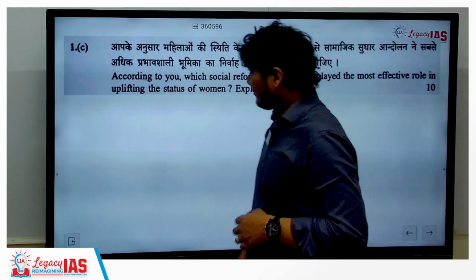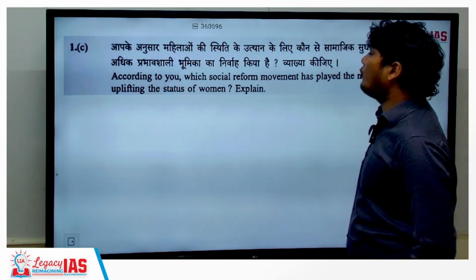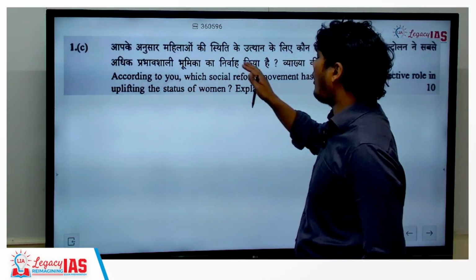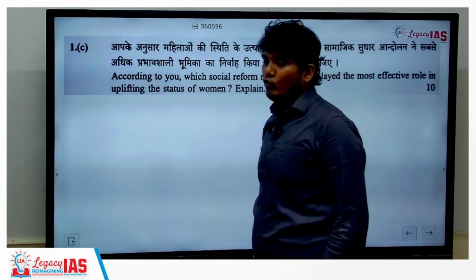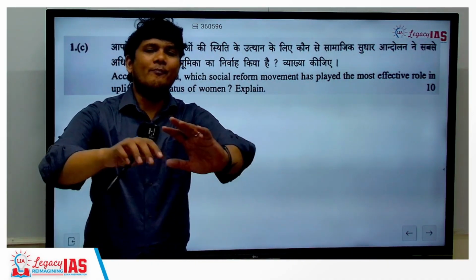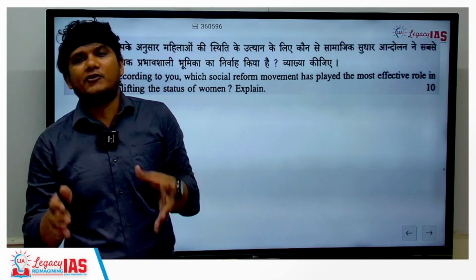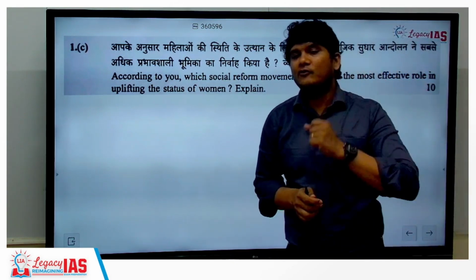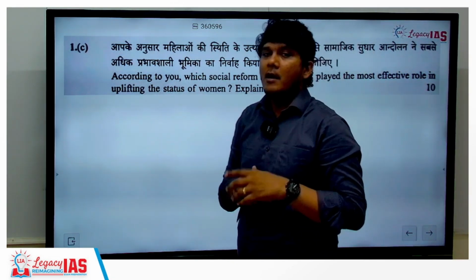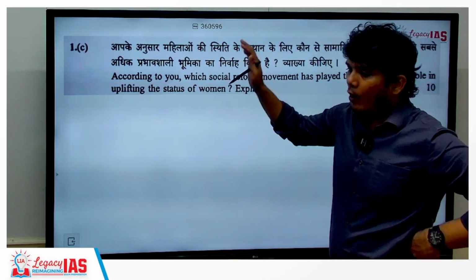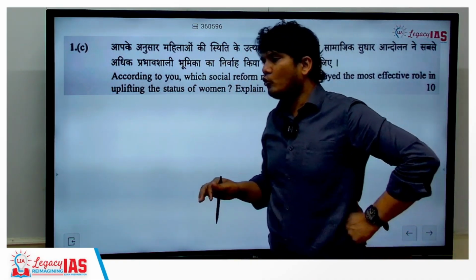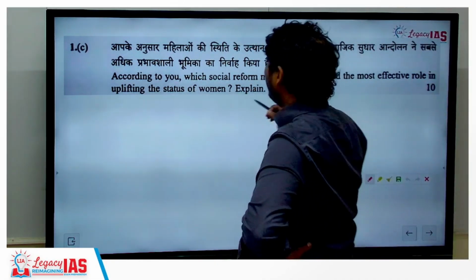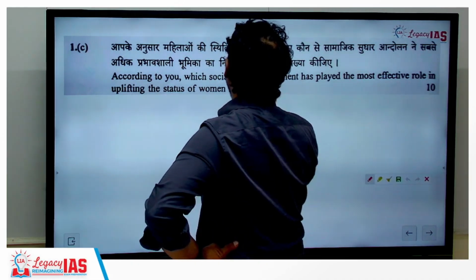Let's move ahead. Next, 1c. According to you, which social reform movement has played the most effective role in uplifting the status of women? Explain. So now here, you might get worried about which reform movement I should write, and that is fair enough, but don't waste much of your time in identifying them. What is more important is that whichever reform movement you choose, you should be able to justify it and give good reasoning behind it, because you would be required to explain.